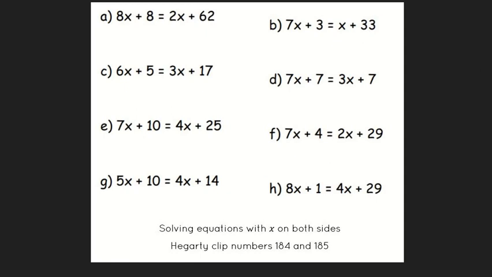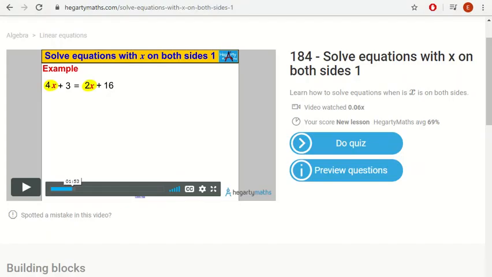Now, I'm not going to go into loads of detail about how to solve these and lay them out in your book because I think Mr. Hegarty does a very good job at that. And you can look up Hegarty clip numbers 184 and 185. Here is 184. And he can guide you through and you can copy down his examples as to how to lay them out in your book.